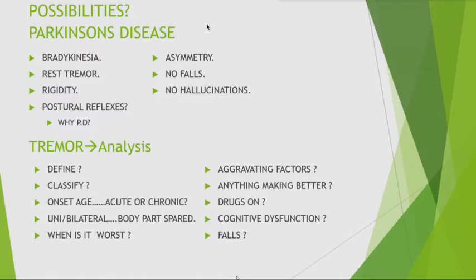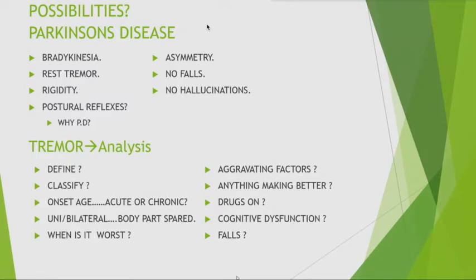When is this worst? How does it help you? This question, when is it worst? What happens during sleep? If you get tremor only when you move, that's called action tremor. It may be provoked by movement. If it is not Parkinson's, whether it occurs at rest, on movement or in static posture will divide it.